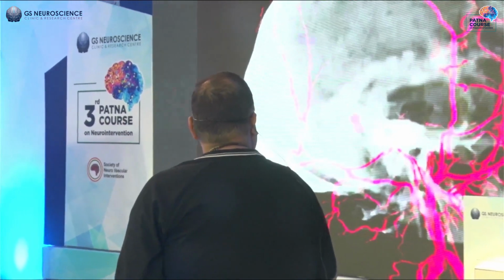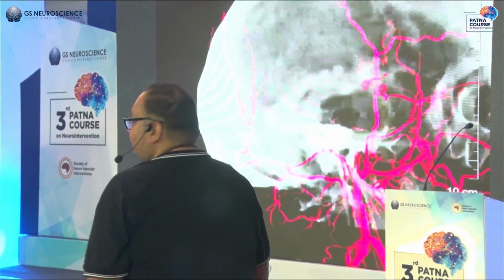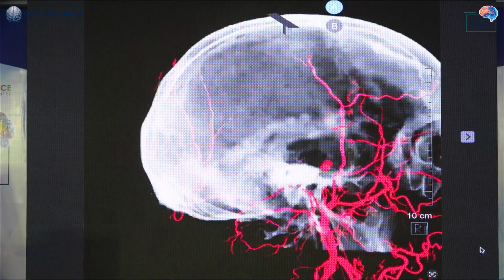Obviously, the ICA is completely missing from the picture. What you are basically seeing is just the ECA, and you are seeing a good amount of collaterals. In fact, in the DSA, in the cine run, in the later phases, we were seeing that the ophthalmic artery collaterals are quite robust, and they were supplying a significant part of the supratentorial region. The MCA, in the very late phases, was filling up from the ophthalmic collaterals.